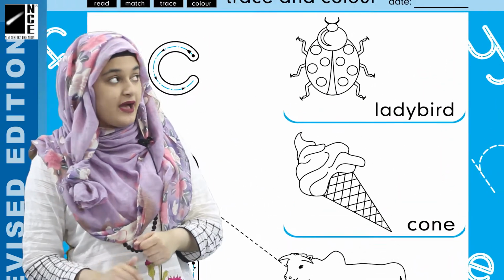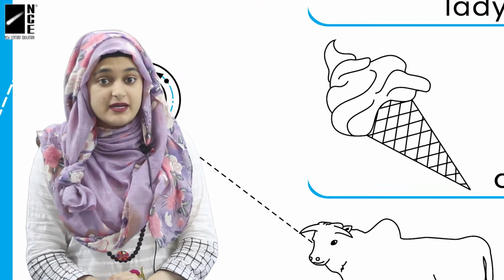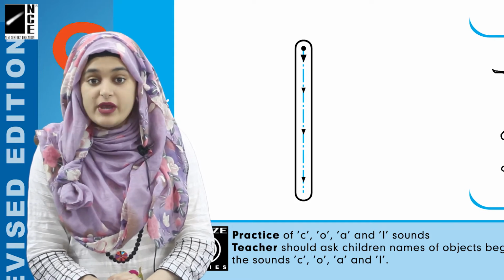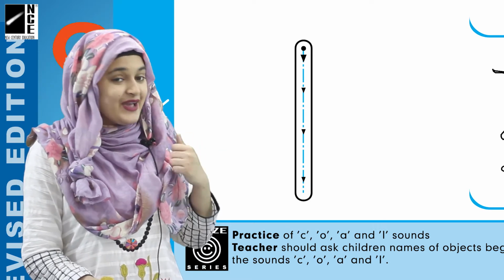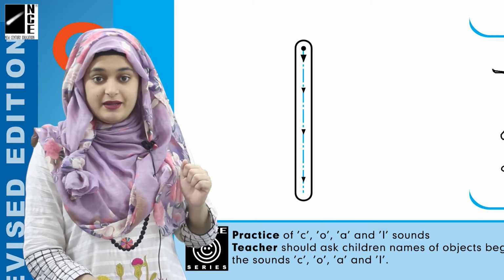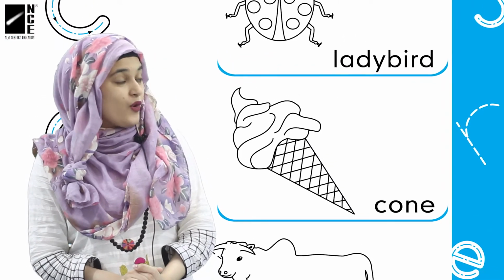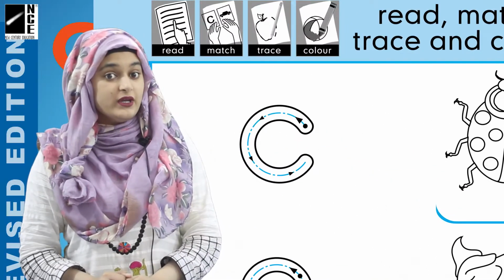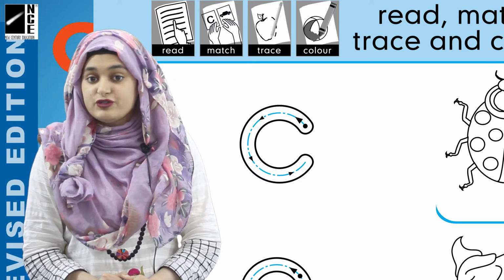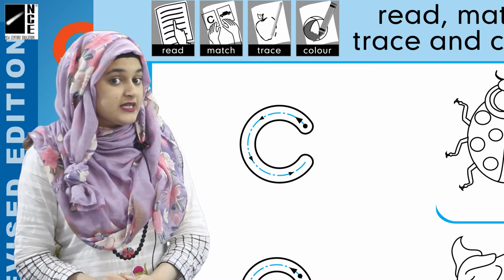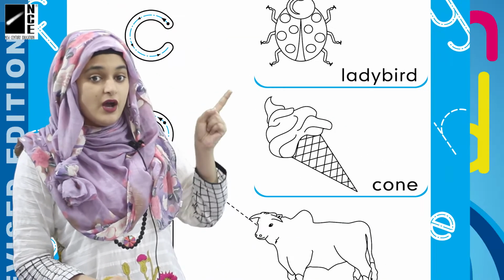So the first one we have is a ladybird. And what could be the beginning sound of ladybird? I. So we have to match ladybird with I. And I is here. Then we have cone. And what is the beginning sound of cone? It is K. So we have to match cone with K. Now children, tell me, is this K? Yes, it is K. So you will match K with cone.